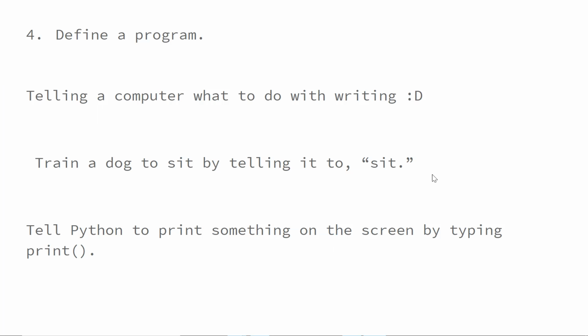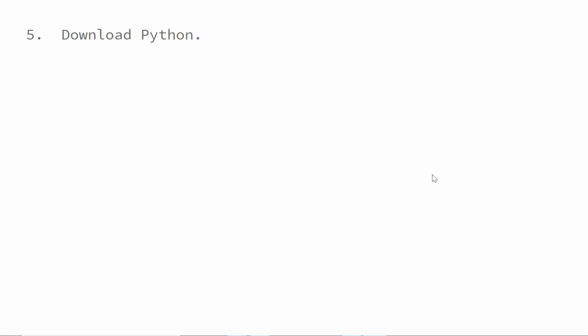What is a computer program? Roughly, you're just telling a computer what to do with some writing. So you can train a dog to sit, and you can tell it to sit, and the dog will sit. You can train your computer to tell you something by just typing print on the screen. We'll take a look at that later. I just kind of want to show you that there is some relationship between teaching a dog and computer programming. You've got a word that executes a command and does something. On the computer, you're going to say a word or a series of words, and it's going to tell your computer to do something.